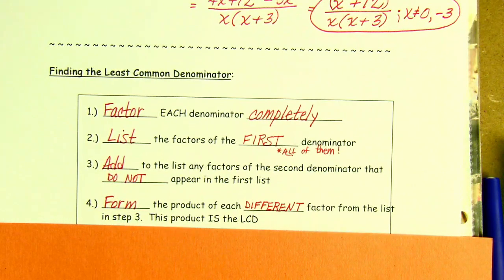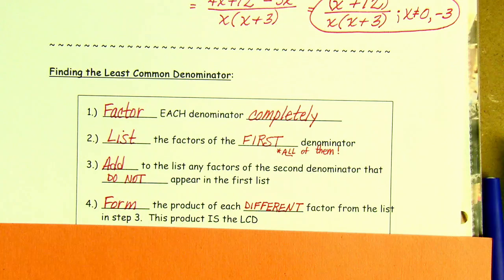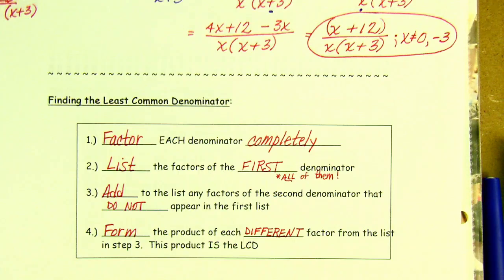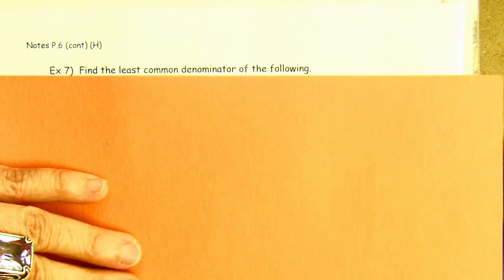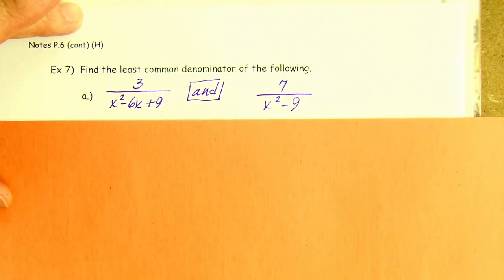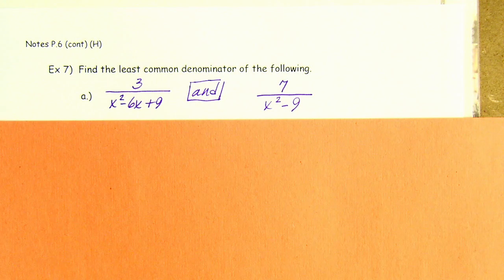And we're going to actually find the least common denominator of the following 2 expressions. Okay, so we're going to put the next page up for us. It says, find the least common denominator of the following. I have 2 rational expressions. 3 divided by x squared, subtract 6x, add 9. And the second rational expression, 7 divided by x squared minus 9.